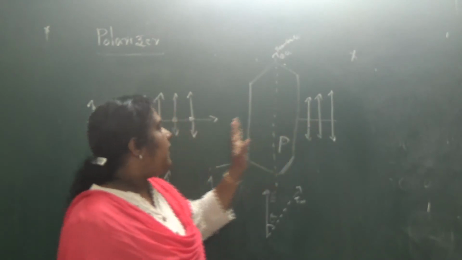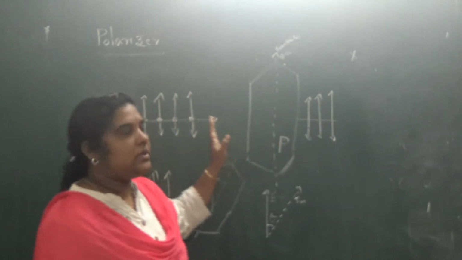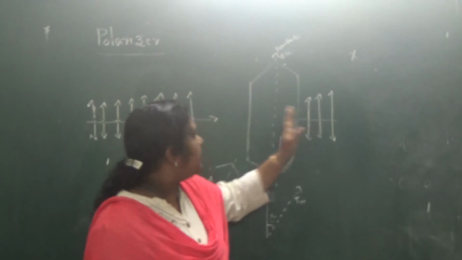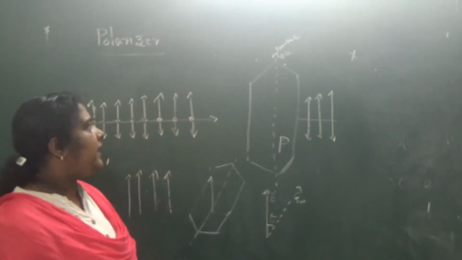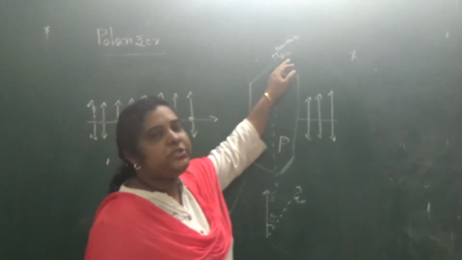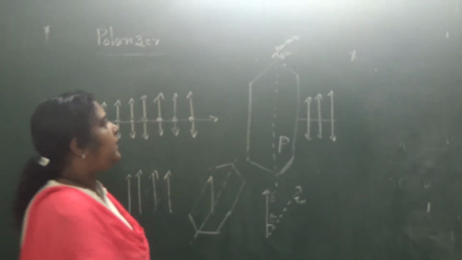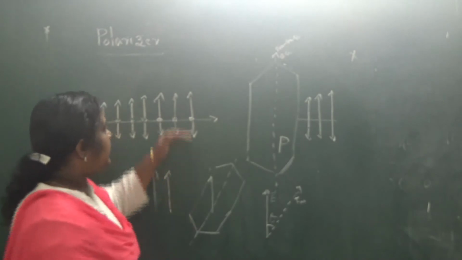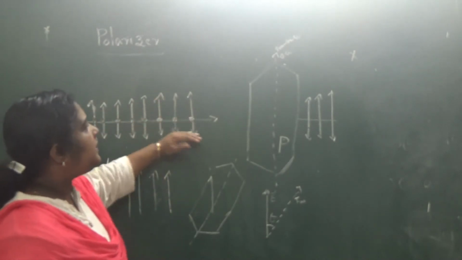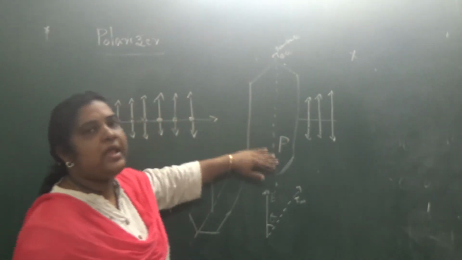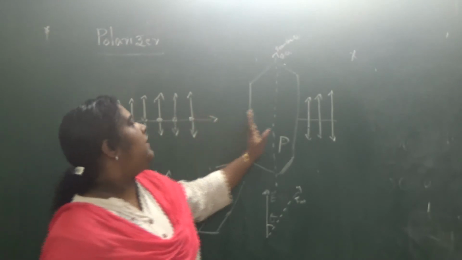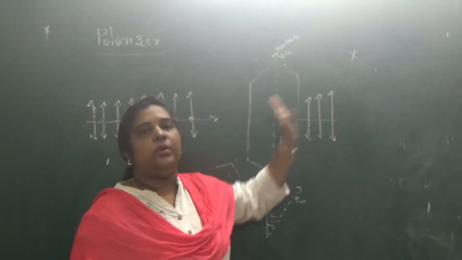So this pass axis, that is the direction through which the light passes, is very important. The polarization or vibration parallel to the transmission axis is the only one that passes through our material.